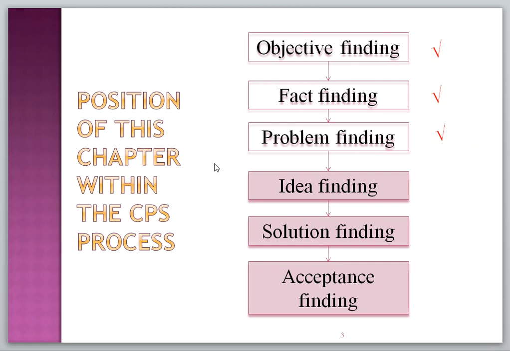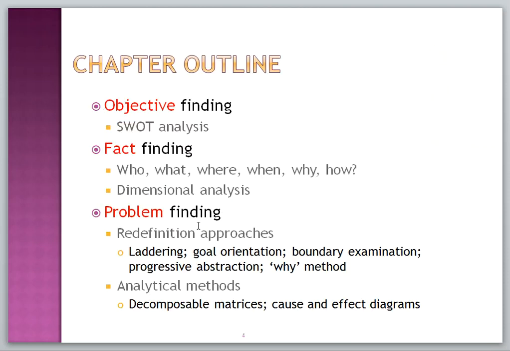So in this chapter we will introduce some tools related to stages 1, 2, 3: objective finding, fact finding, problem finding. The process we are using is called the CPS process, or creative problem solving process. Here is an outline of this chapter, listing the tools we are using for the first stage, objective finding.